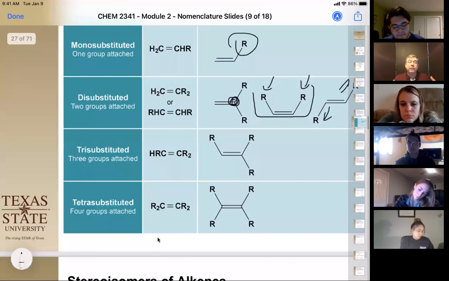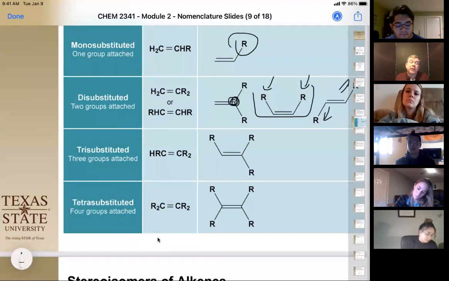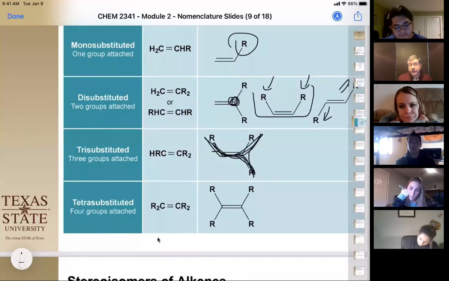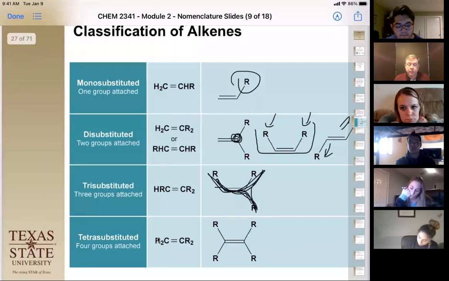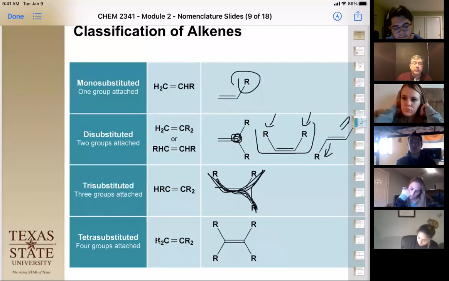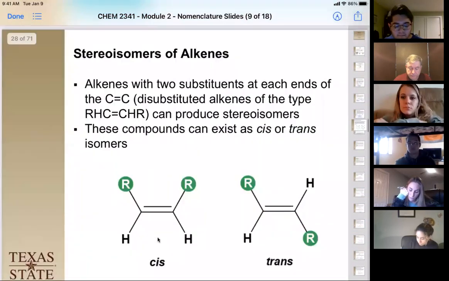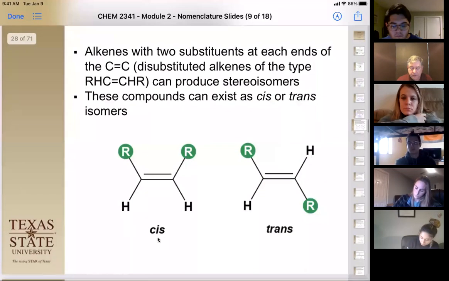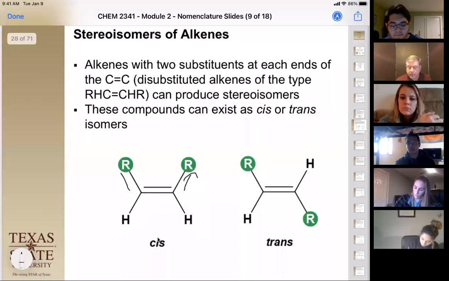Once we get to 3 and 4 groups attached, we only have 1 isomer for each of them. And when we start finding the parent chain, we actually have to go through this double bond in all of its configurations to figure out where the longest chain is. Okay. So with the idea that we can have these multiple types of alkenes, monosubstituted, disubstituted, trisubstituted, we actually start getting into a little bit of stereochemistry. Now, stereochemistry just means in space. I said that these are on the same side of the bond, and these are on opposite sides of the bond.